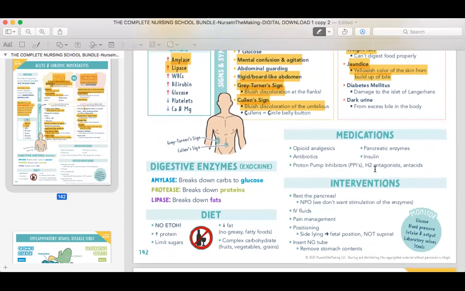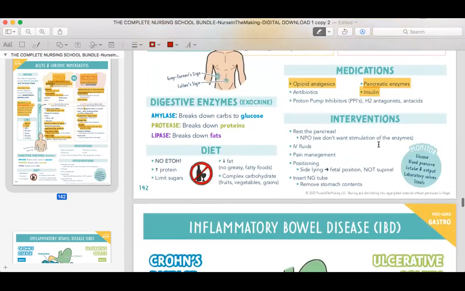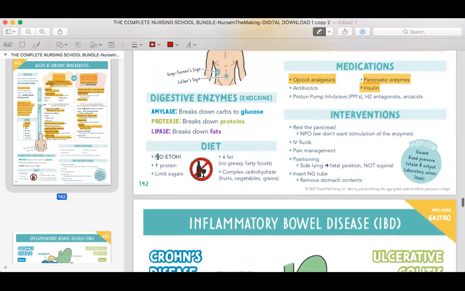to be elevated. So medications: your pancreatic enzyme that you give them with food, some opioids for pain, but the most important one to know would be your pancreatic enzyme with meals. So diet, no alcohol, because that damages the pancreas. Increase in protein, no fat because that causes fatty stools.